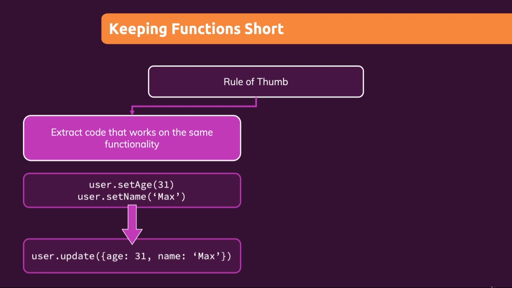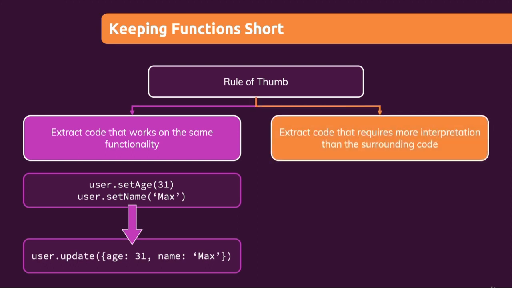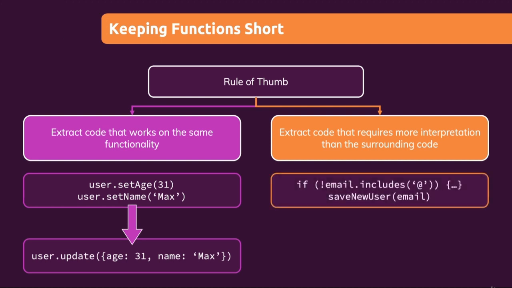The other rule of thumb which I have for you is that you want to extract code that requires more interpretation than the surrounding code. And that again is directly related to these levels of abstraction. If we have a look at this good old example here, then we can easily see that this email includes check requires more interpretation from our side than having a look at save new user. There it's directly obvious what this does and why we're doing this. For email includes, we have to add the extra meaning of email validation being done here.